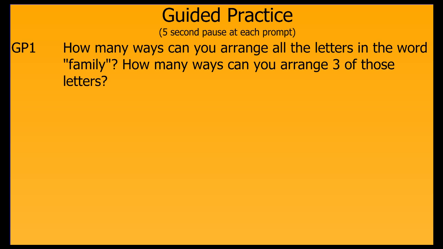What we're trying to do is calculate all the permutations of the letters in the word family, and then all the permutations of any 3 of those letters. How do we do that? First, we use our formula for 6 objects taken 6 at a time, which will be 6 factorial, which is 720. Then what? Then we use our formula for 6 objects taken just 3 at a time, which is 6 factorial over 6 minus 3, or 3 factorial. Works out to 120.